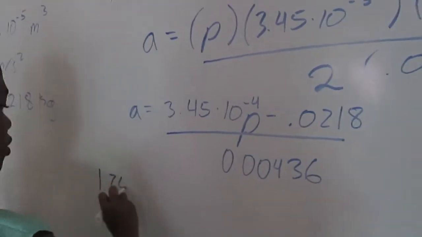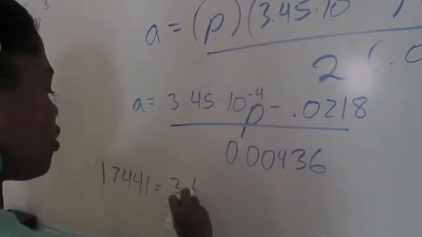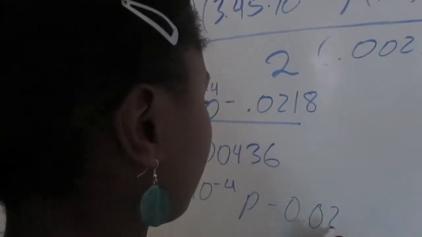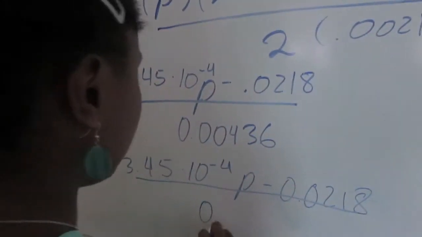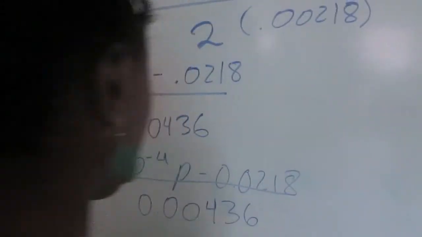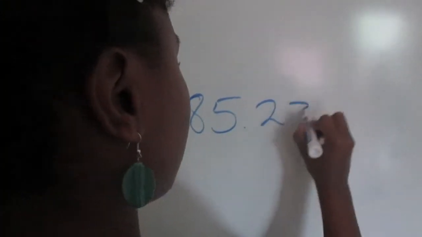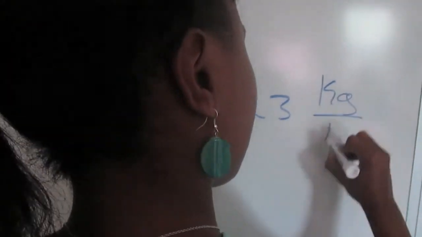Alright, so now we plug in what a equals, and we start solving for rho. And we finally get that rho equals 85.23 kg per meter cubed.